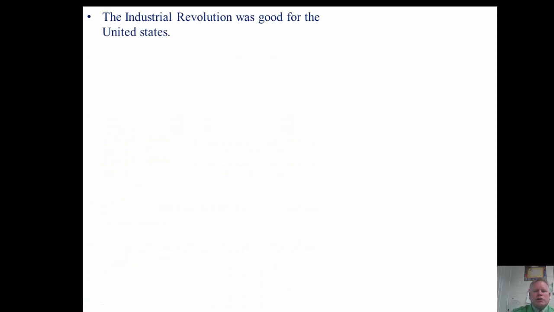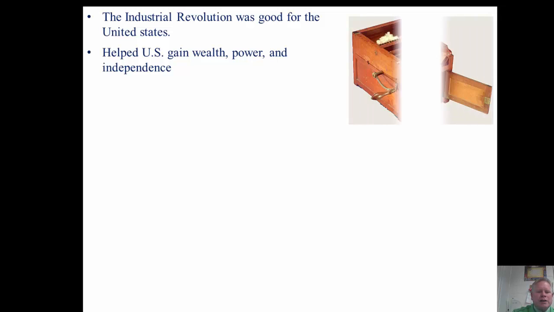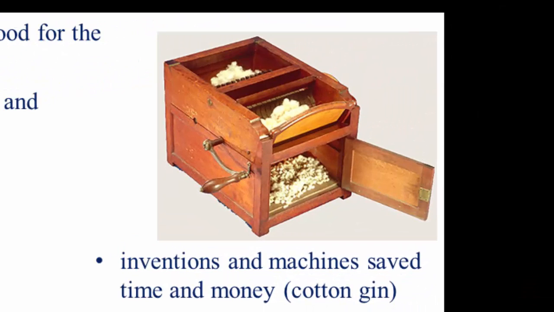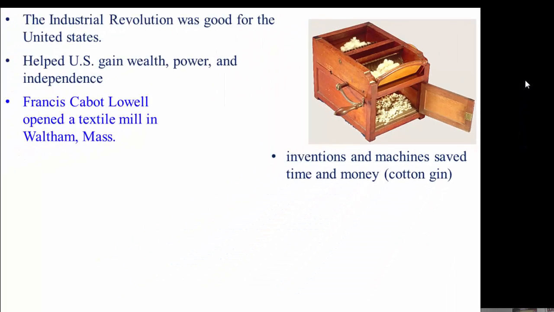All right, the Industrial Revolution was good for the United States because it helped us gain wealth, power, and independence. Inventions and machines saved time and money, like the cotton gin. Before the cotton gin, one person could clean 1 pound of cotton in a day. After the cotton gin, one person could clean 50 pounds of cotton in a day. So these machines and inventions saved time and money.